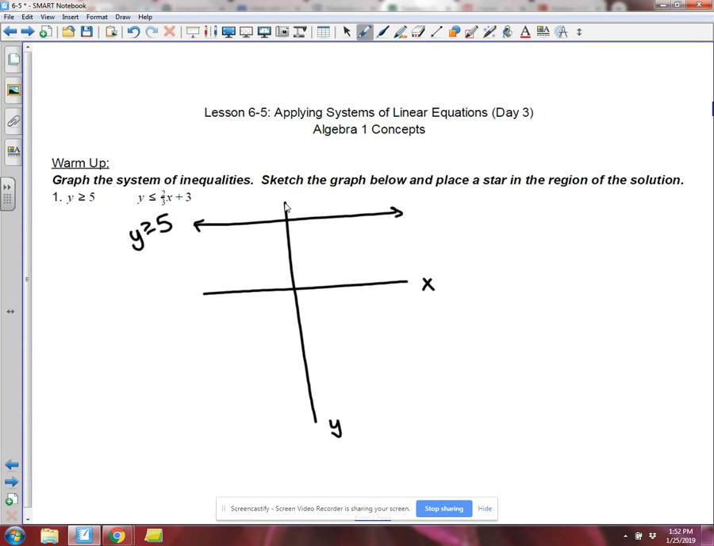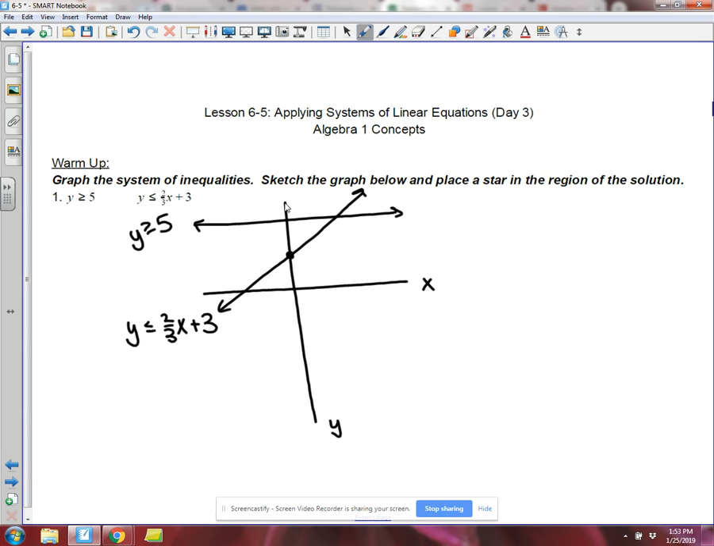Can you tell me where the diagonal line goes through the y-axis? Yep, at 3. So that would be below this one, wouldn't it? Right about there. And then it's diagonal, right? Again, this is just a rough sketch, and this is y is less than or equal to 2/3 x, what was it, plus 3? Okay, so I sketched it.